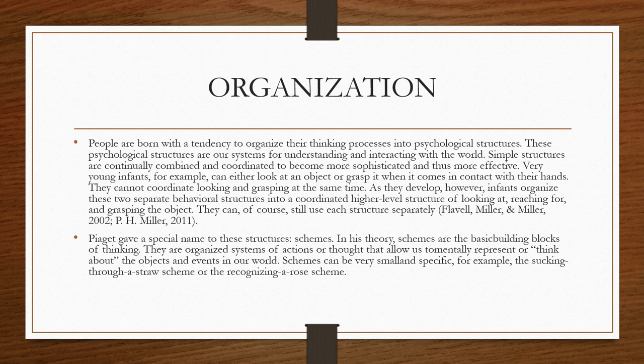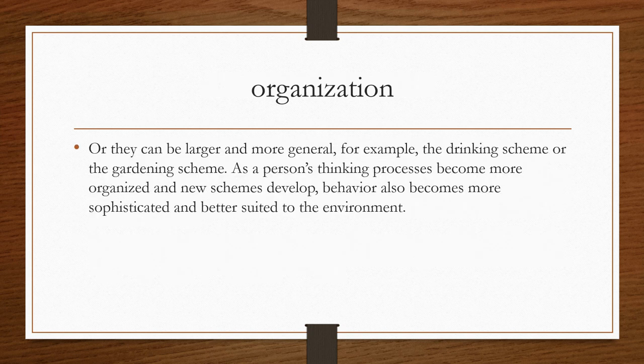They are organized systems of actions or thought that allow us to mentally represent or think about the objects or events in our world. Schemas can be very small and specific, for example, the cycling through a store schema or recognizing a rose schema. Or they can be larger and more general, for example, the drinking schema or the gardening schema. As a person's thinking process becomes more organized and new schemas develop, behavior also becomes more sophisticated and better suited to the environment.